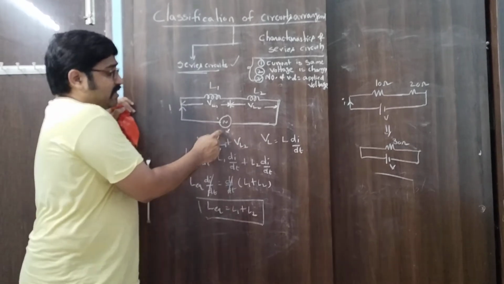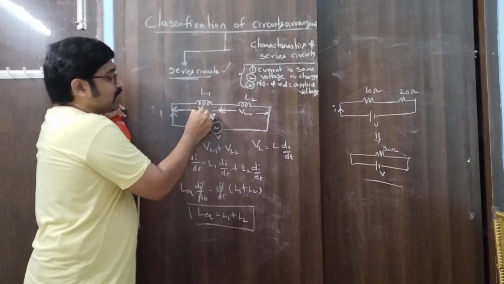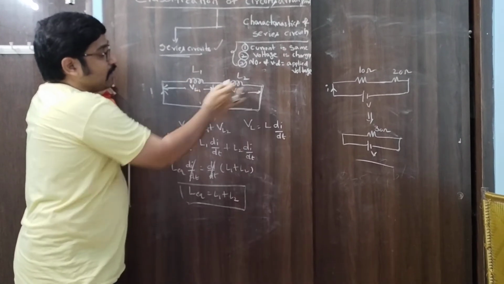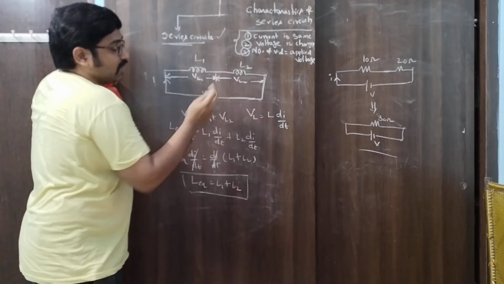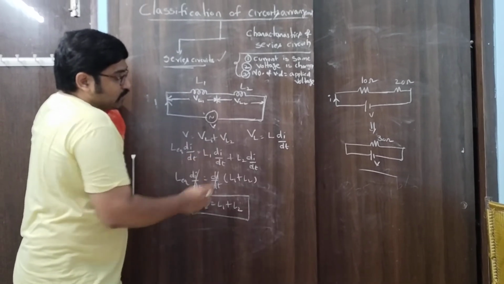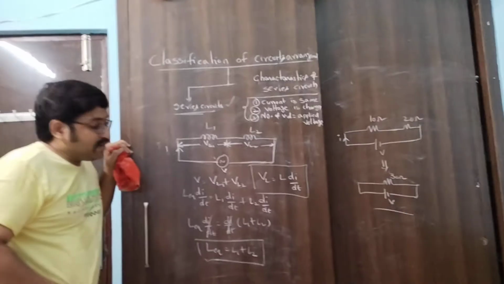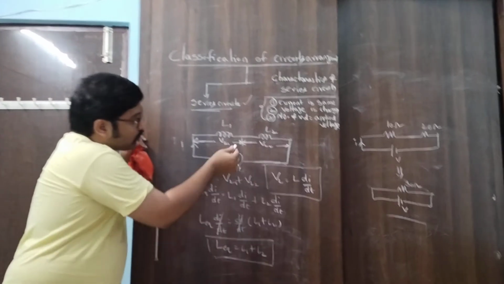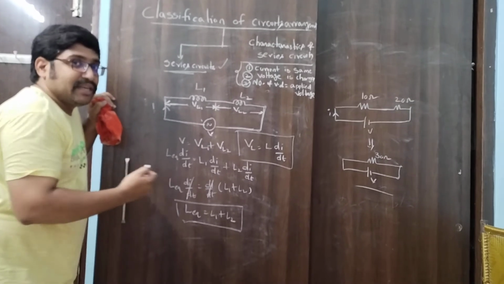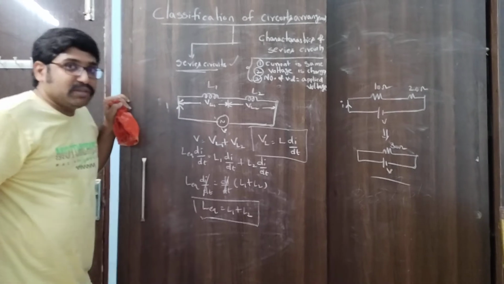So we have connected an alternating voltage source here, so the current will flow, and the voltage across the inductance L1 is VL1, and across the inductance L2 is VL2. So the total applied voltage is V is equal to VL1 plus VL2. We know the voltage across the inductance is L into di by dt. So you can find out the equivalent inductance. Whenever the inductances are connected in series, you just add.